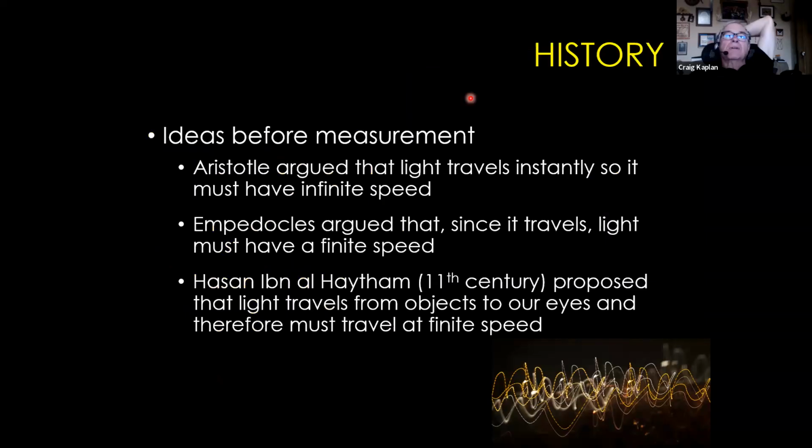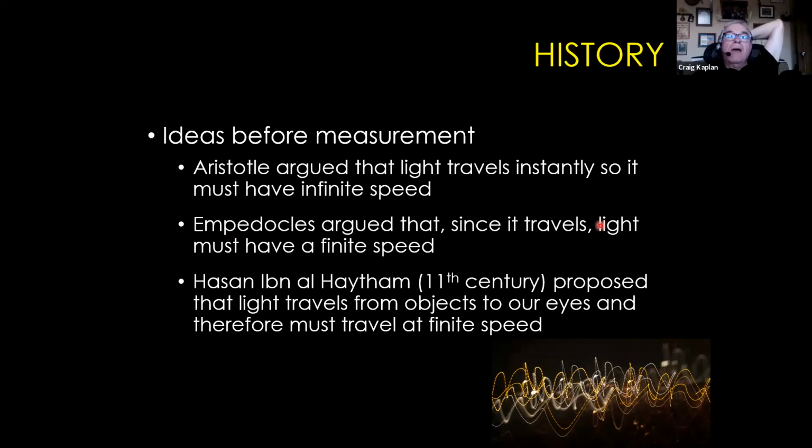So the history of the speed of light: people, before it could be measured, were wondering whether light had any speed at all. Aristotle argued that because light travels instantly, it must have infinite speed. There's no detectable lag between lighting a candle or a lantern or a fire in Aristotle's time. Light does not perceptibly take a while to get to you, at the distances Aristotle had to deal with.